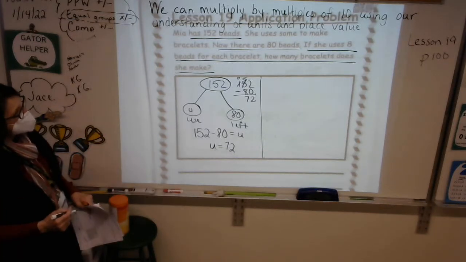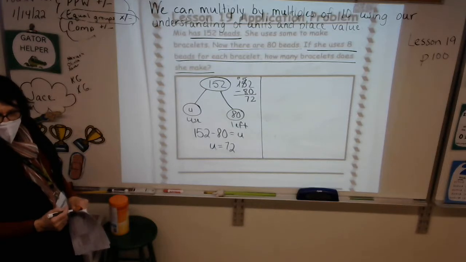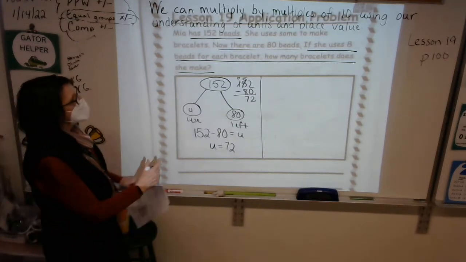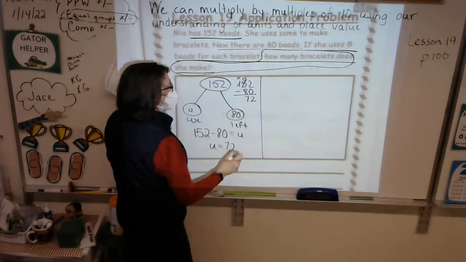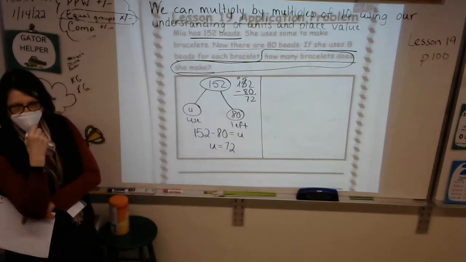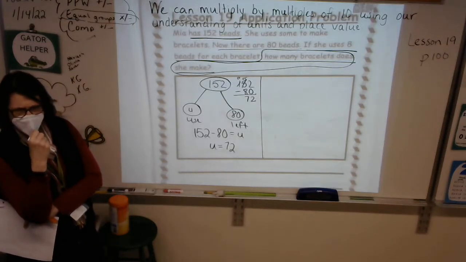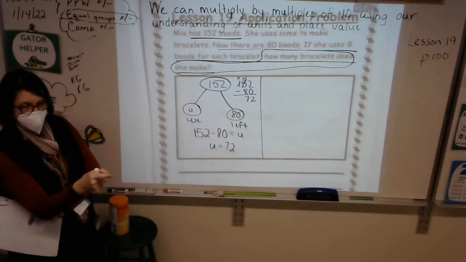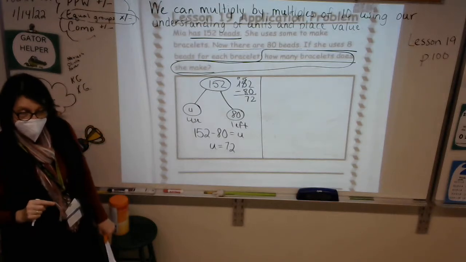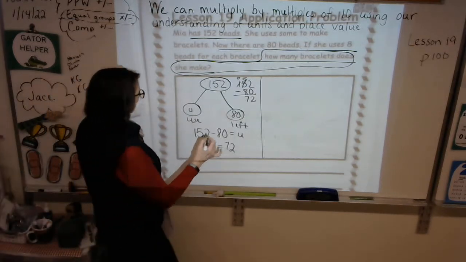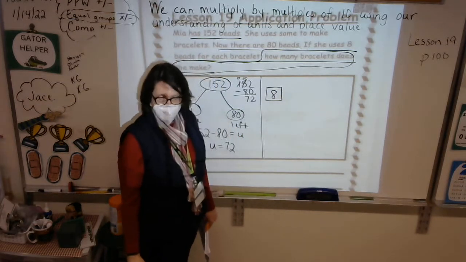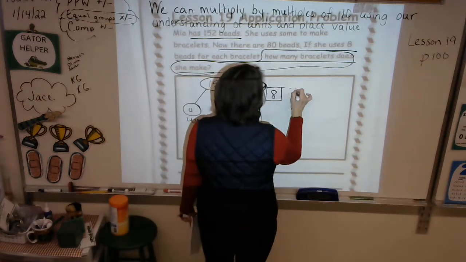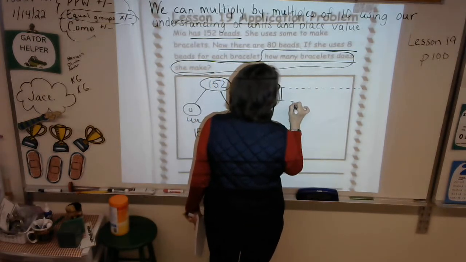She puts 8 beads on each bracelet. And she uses 72. We have to figure out how many bracelets she makes. What do we draw? Jalen. A tape diagram. Do we know how long it's going to be though? It's going to be a dotted line tape diagram. So we're going to draw 1 unit, and in it we're going to put 8 beads, and then we don't know about the rest, so we're going to just draw a dotted line.